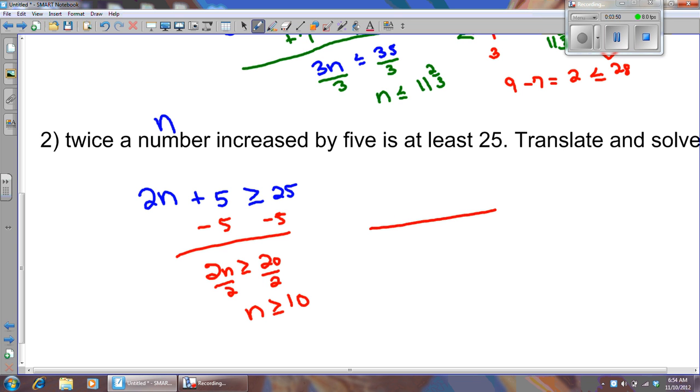On a number line, 10 would be right there. It would be a closed point. And the numbers greater than or equal to 10 would be here. And there you go. That's the lesson for today. Hopefully you took some notes. Maybe you watched it more than once. Reviewed some key words like increased means to add, right? Is at least means greater than or equal to.